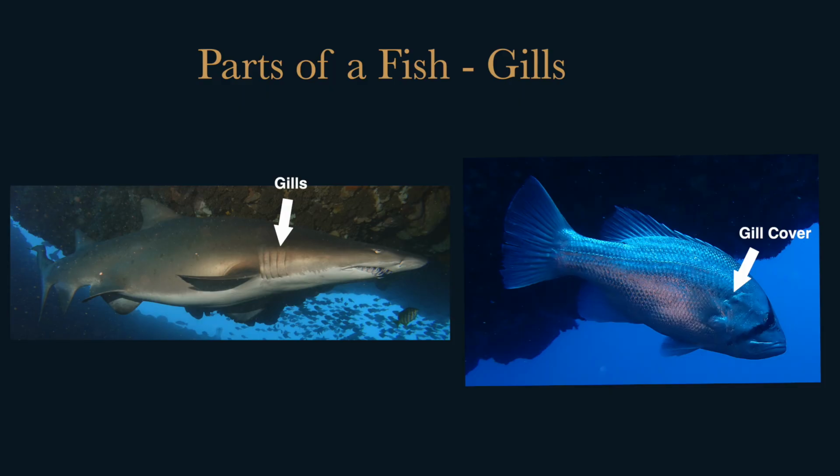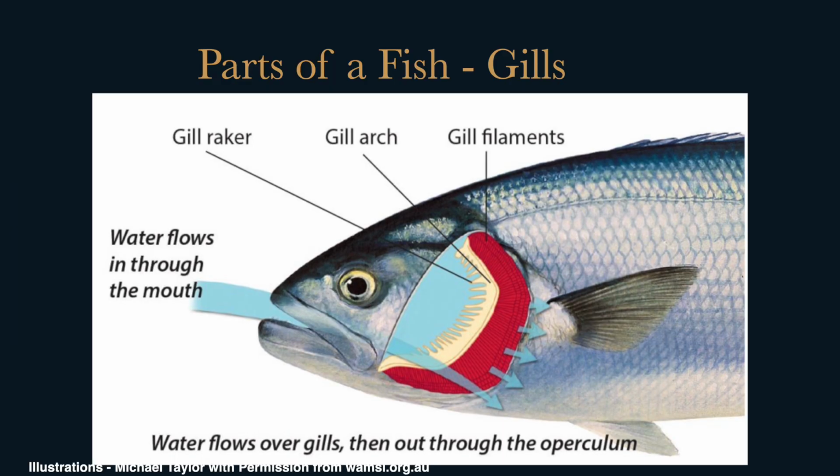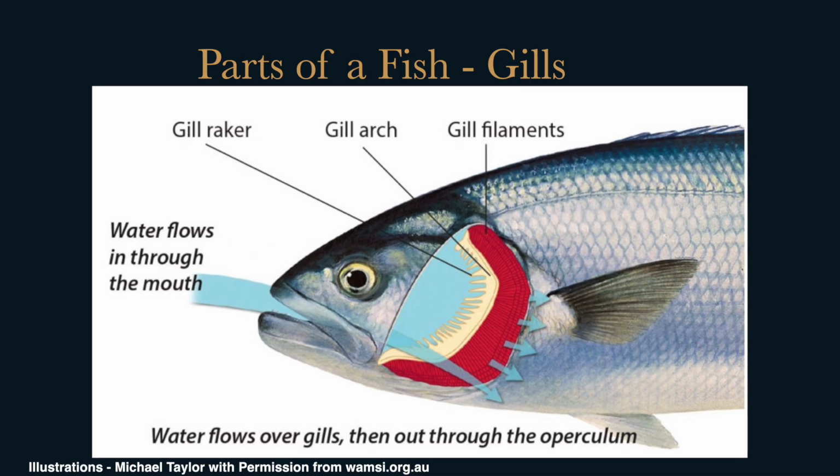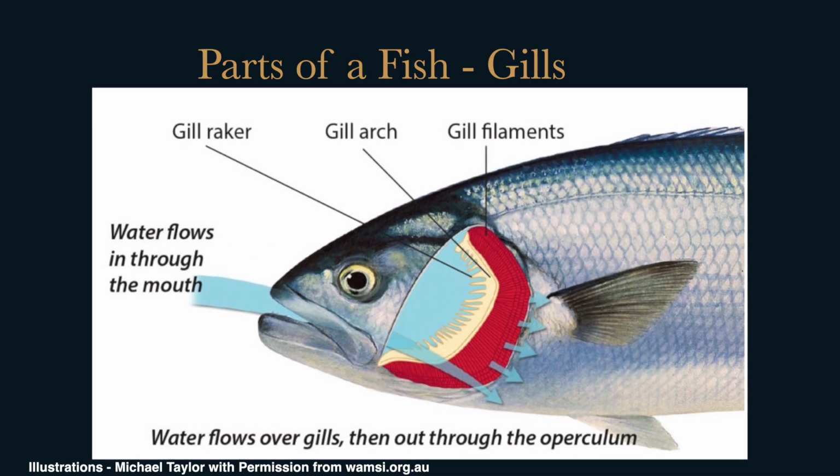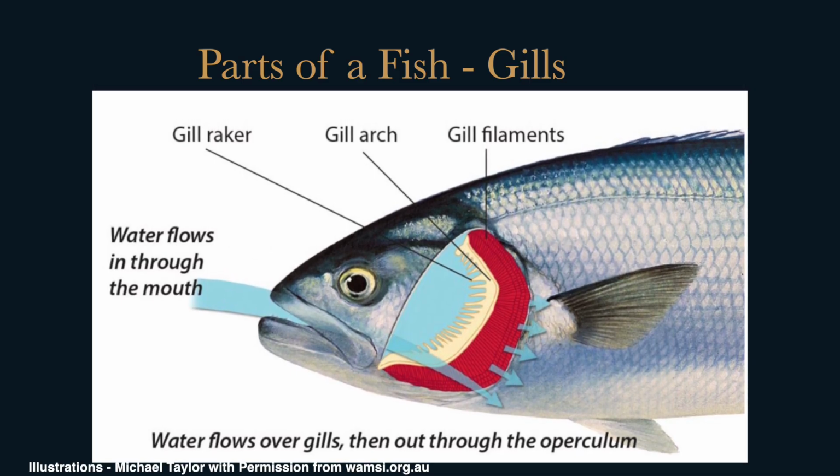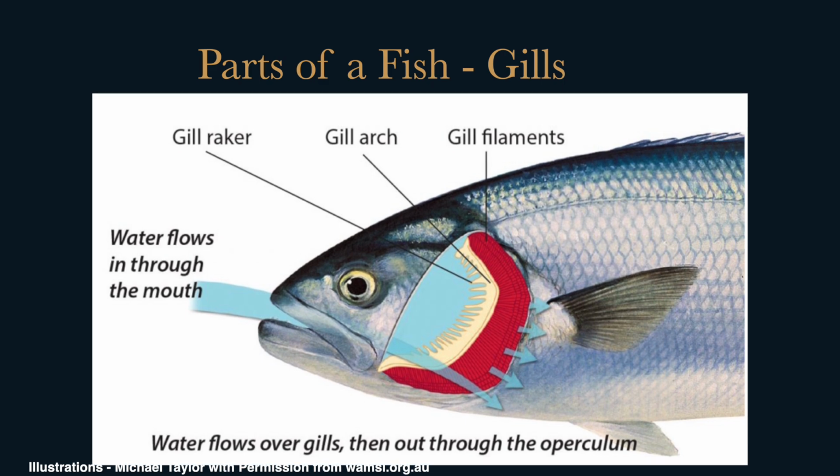Gills allow fish to breathe. They have a number of plates filled with capillary blood vessels that can allow oxygen to be absorbed into the blood and at the same time allow waste gases like carbon dioxide to be removed from the blood as the water passes over them.